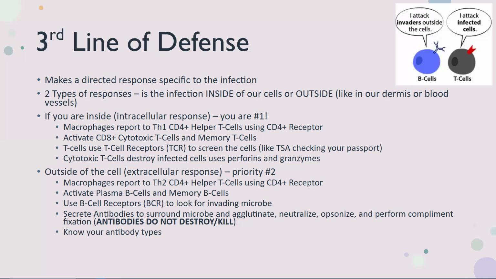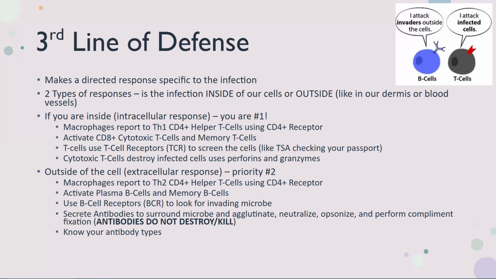And again, I'm saying all the different words because they could be said different ways on the exam. I just want to make sure that you make the connection between humoral, outside, extracellular, and cellular, intracellular, or inside the cell. Those are all the different categories. So if it's outside the cell, the macrophages will then report to the Th2 helper T cell using the CD4 plus receptor. The helper T cell will then activate plasma B cells and memory B cells.